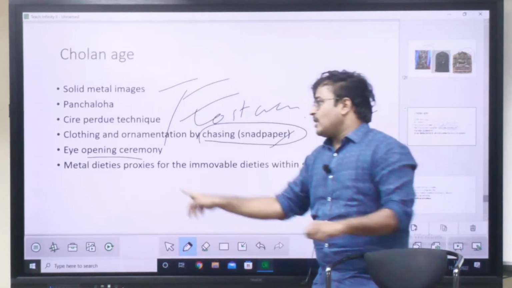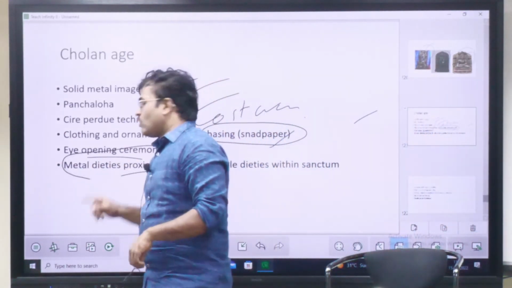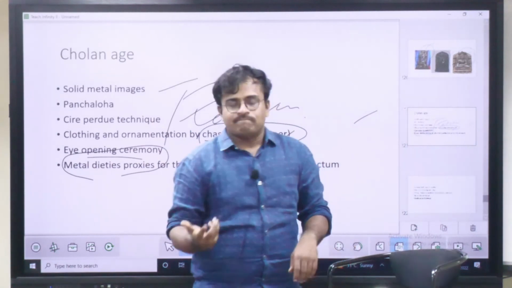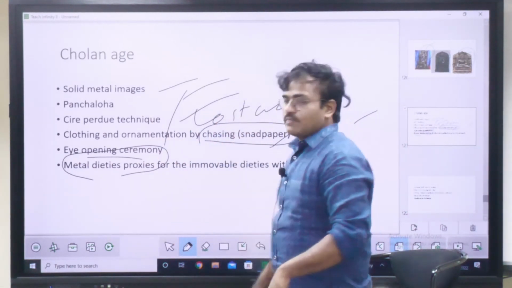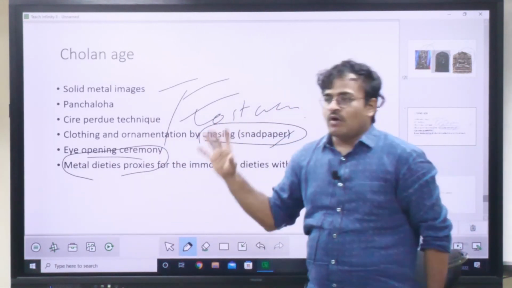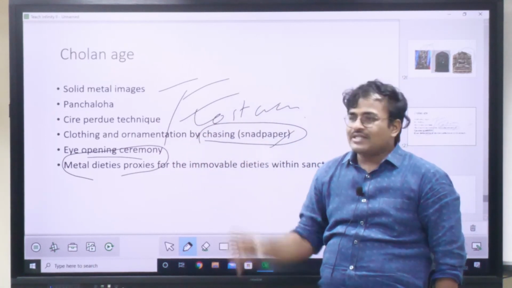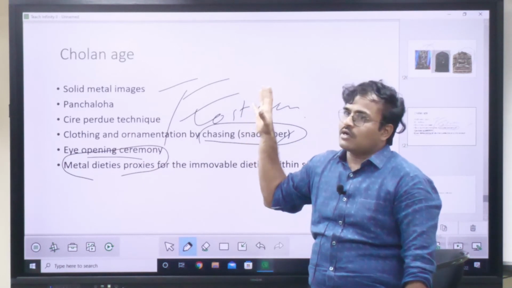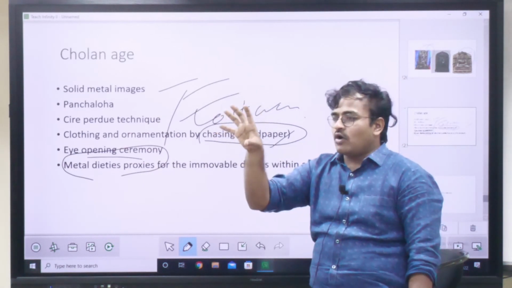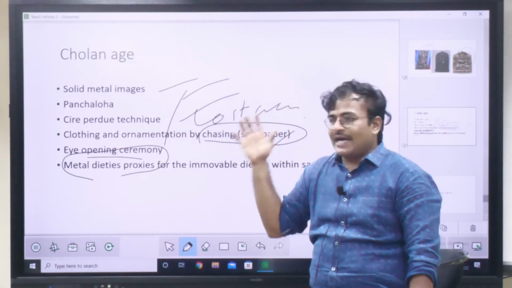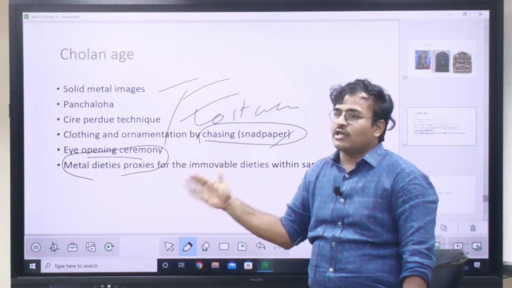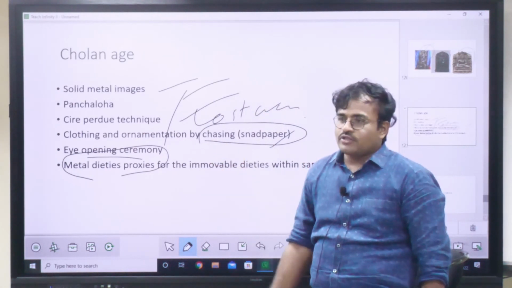And these metal images are usually used for, okay, processions. Because the solid image of the God which is present inside the temple cannot be taken out during every procession. So just as a proxy to this solid God, they create these copper or bronze proxies. And they carry these copper or bronze proxies usually in procession.